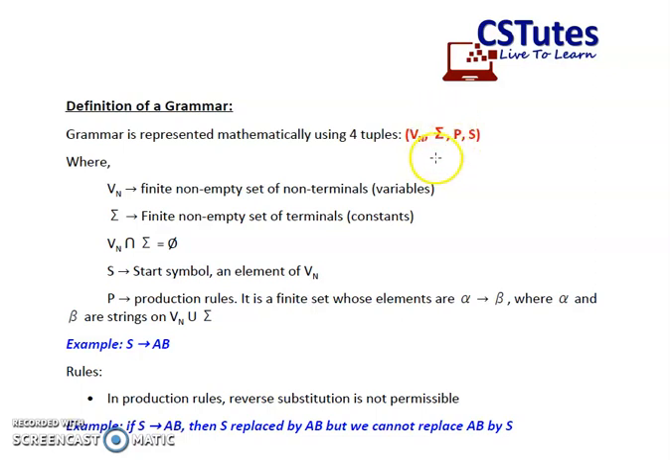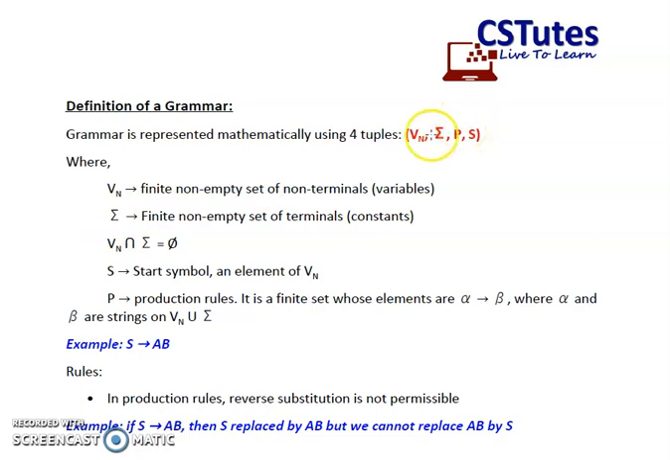Now the second tuple is Sigma. Sigma is a finite non-empty set of terminals. So it is also a countable set. In this, the number of elements is finite and not infinite. It is also a non-empty set, that means Sigma cannot be empty. And it is a set of terminals. Terminals mean constants. Constants are those values that cannot be changed, that are fixed. So terminals are our constants and they are formed using the set Sigma.